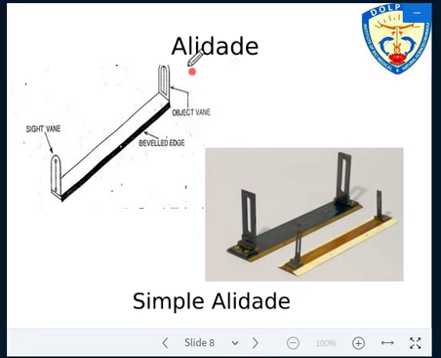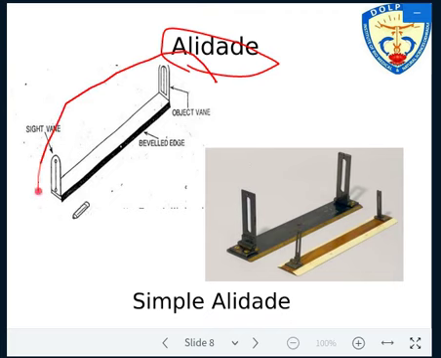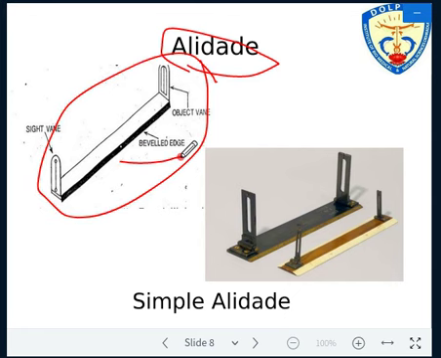Then the other instrument is the alidade. There are two types of alidade: simple and telescopic, right? And why is the alidade there? The alidade is basically an instrument useful for establishing a line of sight. It means if you have to locate any feature on the ground using the plane table, how do you locate it? We use this instrument called the alidade, where there is one scale. This is called the beveled edge, or it is also called the fiducial edge.